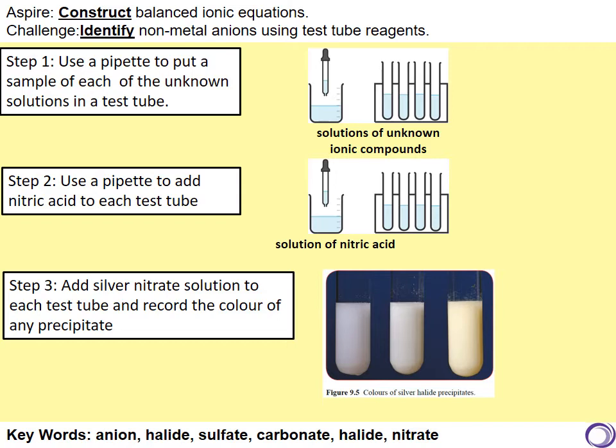Chloride ions will form a white precipitate, bromide ions will form a cream precipitate, and iodide ions will form a yellow precipitate. This is sometimes difficult to distinguish between them. The iodide is obviously a yellow, but the other two, without putting them next to each other, can sometimes be difficult to see.